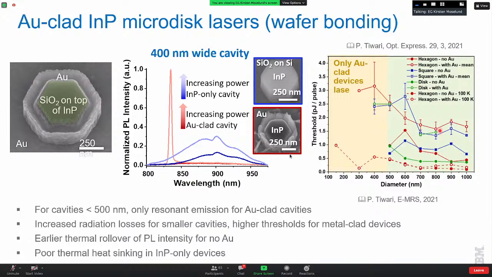And we can see, of course, as expected, that we do have a higher threshold for the metal clad ones because the metal introduces additional loss. However, we can also scale these substantially beyond the photonic devices and still have resonant emission. Interestingly, if we look at 100 Kelvin, we do not see much difference in the threshold for the two. And here we can really scale the devices down to about 150 nanometers for the metal clad structures.